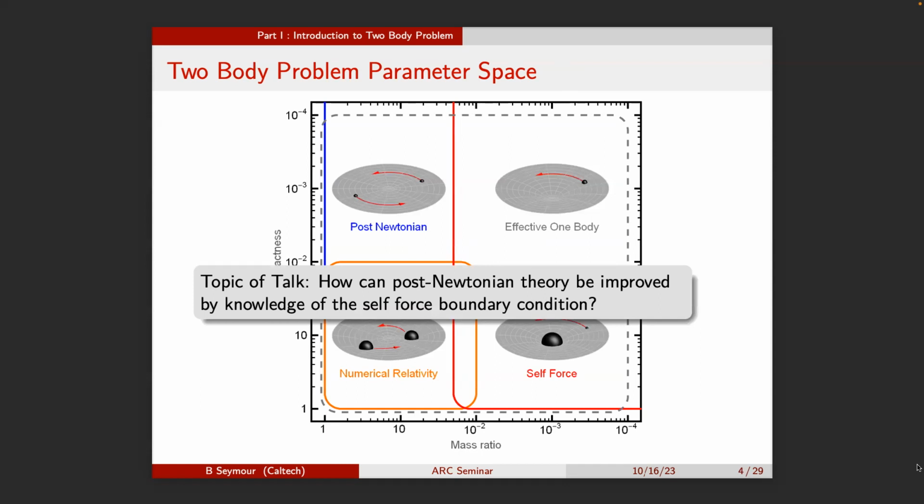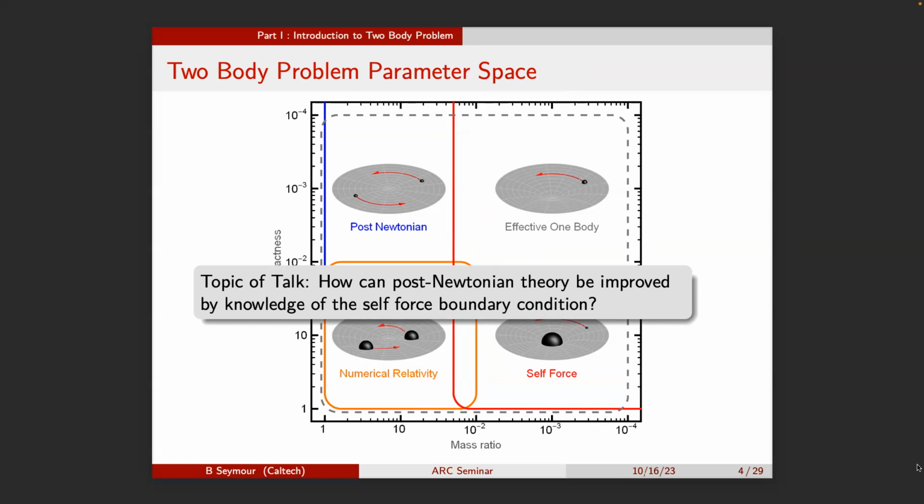Basically, if you're in this region, then you can compare these two and see whether they agree.